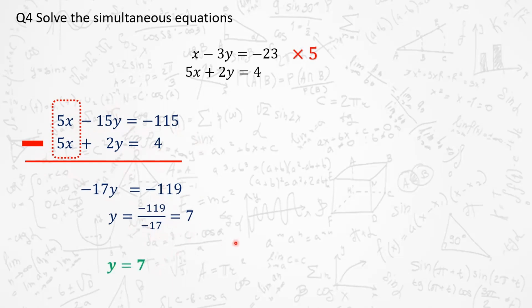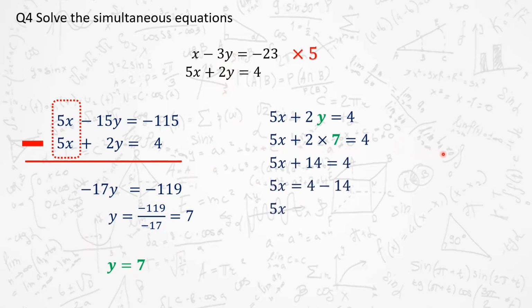So y equals 7. Then substitute my y into one of the equations from my original question. I'm going to take the bottom one because there are fewer negative signs. So 5x plus 2y equals 4. So 5x plus 2 times 7 equals 4. 5x plus 14 equals 4. 5x equals 4 minus 14. 5x equals minus 10. So x is minus 10 over 5, which is minus 2. So my final answer is x equals minus 2 and y equals 7.